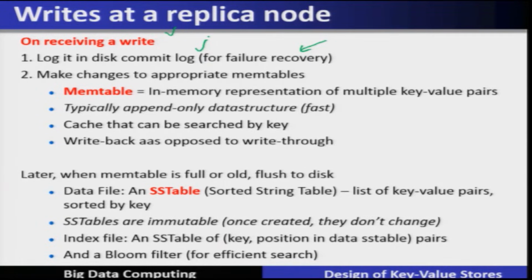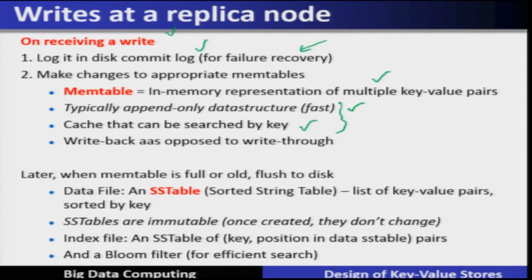Then it makes changes to the appropriate memtable. A memtable is an in-memory representation of multiple key-value pairs, and typically it has an append-only data structure, therefore it is fast to write to the memtable. There is also a cache that can be searched by the key. So it is maintained in a cache, and therefore it can be searched by the key. Hence writing and searching become fast through the memtable.